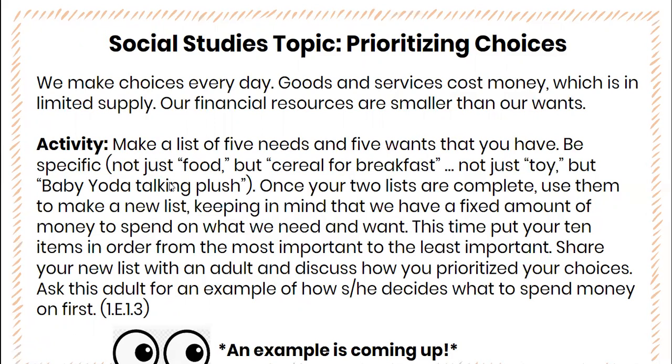Once your 2 lists are complete, use them to make a new list, keeping in mind that we have a fixed amount of money, or only a set amount of money, to spend on what we need and want. This time, put your 10 items in order from the most important to the least important. Share your new list with an adult and discuss how you prioritized your choices. Ask this adult for an example of how he or she decides what to spend money on first. Here is an example, friends.